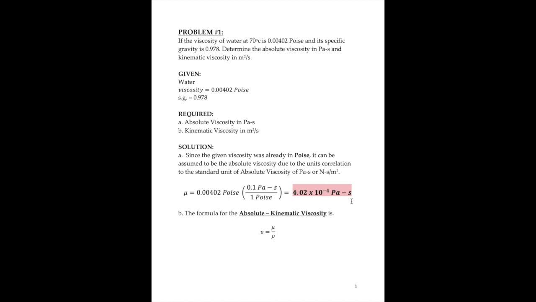Since we have already come up with absolute viscosity, we may now move on into solving the kinematic viscosity. The formula for the kinematic viscosity concerning absolute viscosity is shown on the screen in front of you. The kinematic viscosity is the ratio of the absolute viscosity over the density. Since the problem does not give the density, we may have to expand the equation shown so that we may incorporate the given quantities and thus be able to solve the problem.